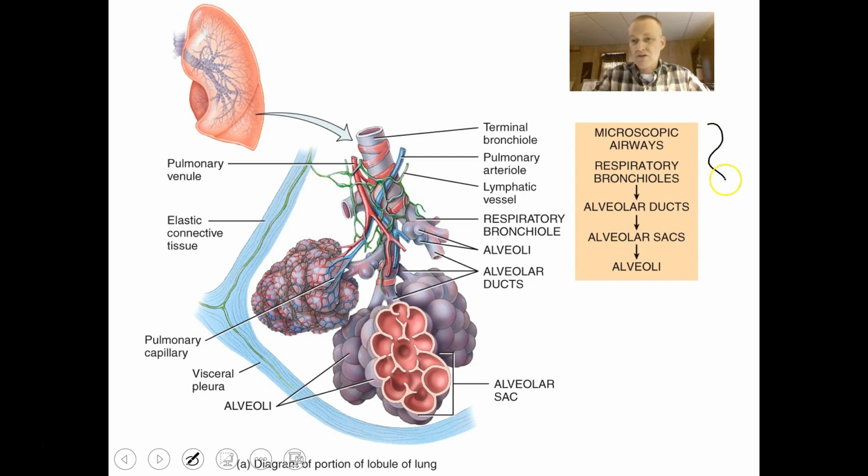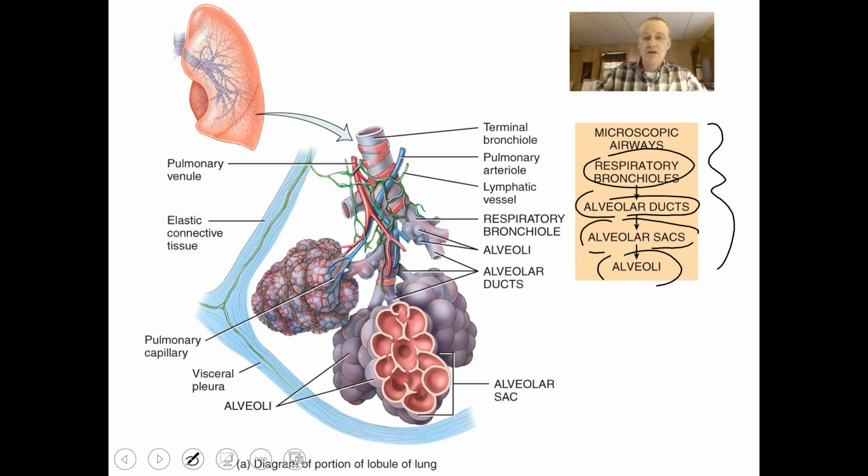If you look at this box right here, it shows how we have the bronchioles branching down into the alveolar ducts, and then the alveolar ducts are leading to the alveolar sacs, and then to the individual alveoli. You can see that the alveolar ducts are the last little part that then eventually branches into the little sacs.